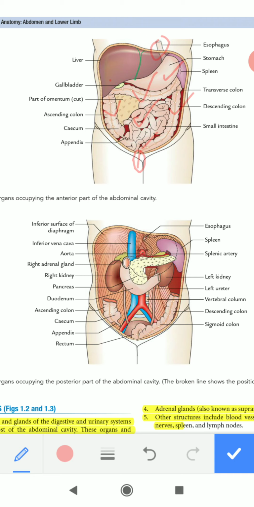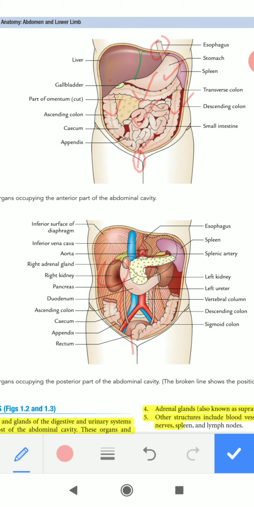And number 2 is the urogenital system. That means the structures which are involved in the formation of the urine and genitalia. So in the urinary system there is kidney, ureter, urethra, etc. And in the genital system, male and female are different. In case of male, the vas deferens, prostate, etc. And in case of female, uterus, fallopian tube, ovary, these are the female genital organs.